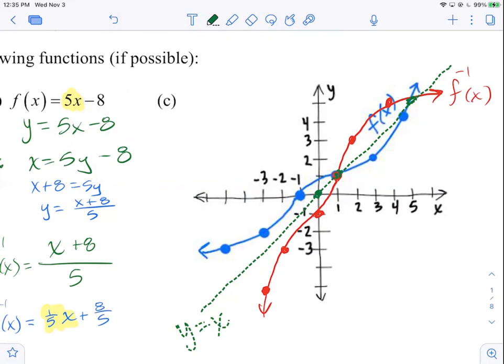Now, when you get back from lunch, we'll ask the question, why the line y equals x? Why should that work? Something to think about. Food for thought.